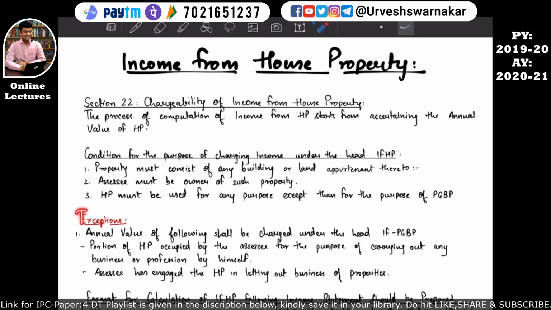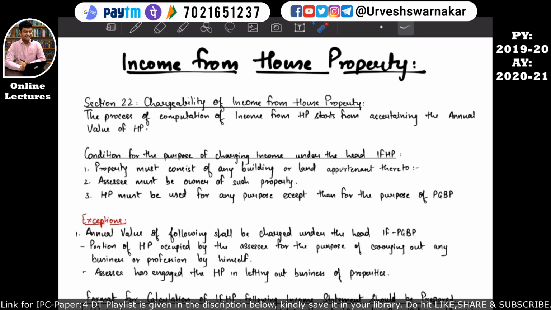Under the heading of exceptions, we will study that the annual value of the following shall be charged under the head income from PGBP. That means if an assessee is following this, then whatever income the assessee is earning will be chargeable under the head income from PGBP and not under the head income from house property. I hope this is quite clear to you all. So let's read what all exceptions are given.